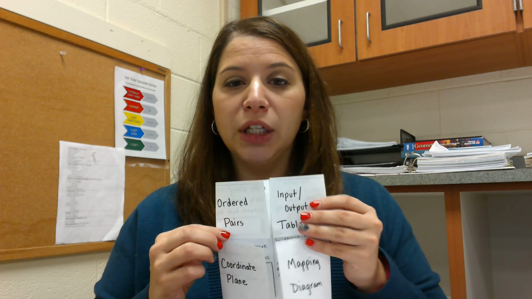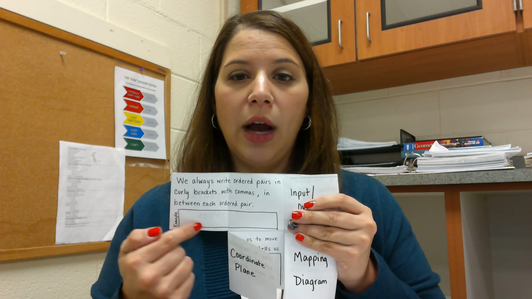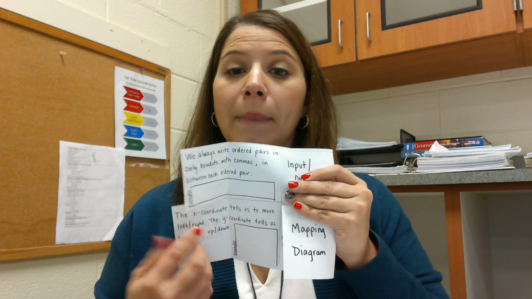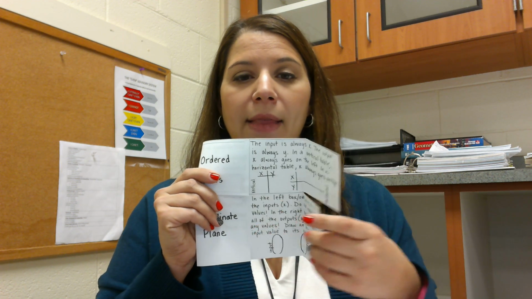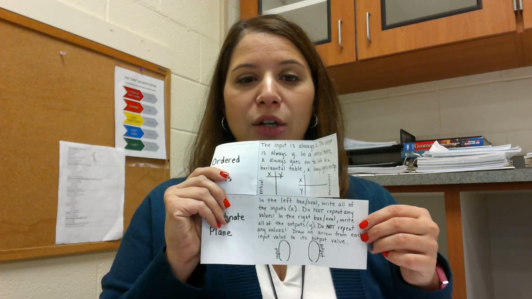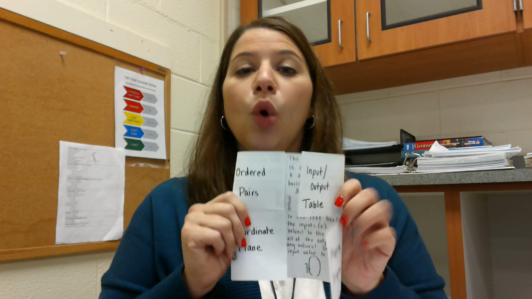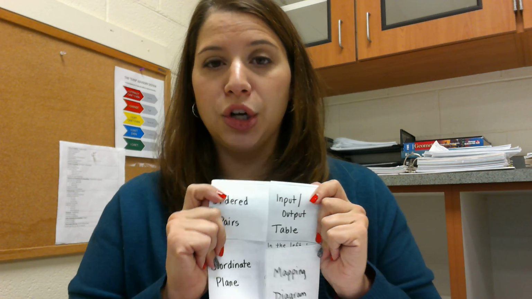So you're going to fill in using the ordered pairs that I just showed. You're going to fill in how we would write the ordered pairs, plot them on a coordinate plane, write those ordered pairs as an input and output table, and then show me those ordered pairs in the mappings that I've drawn here. Once you have all of that information filled out, you can go ahead and put it into your notebook.